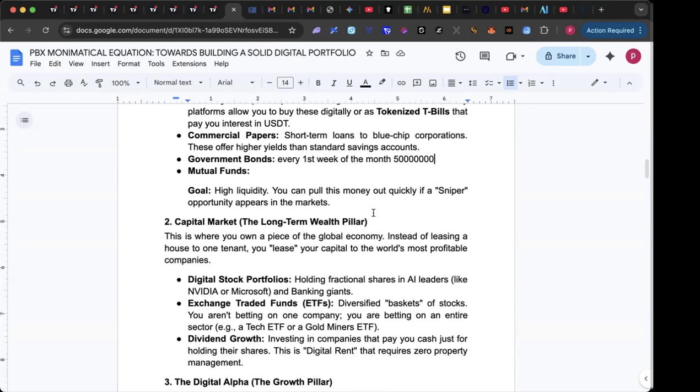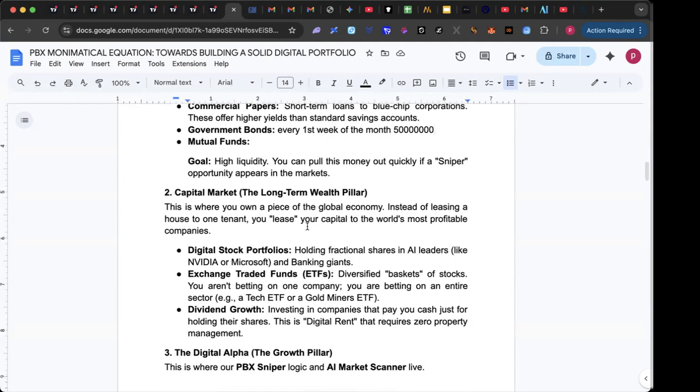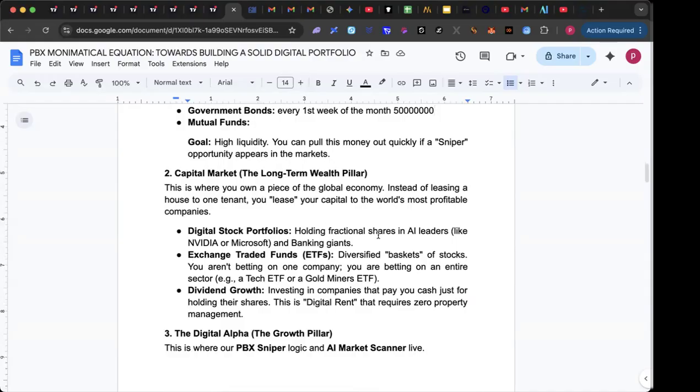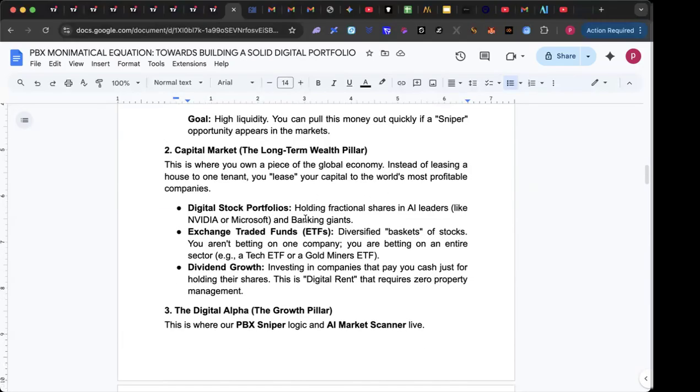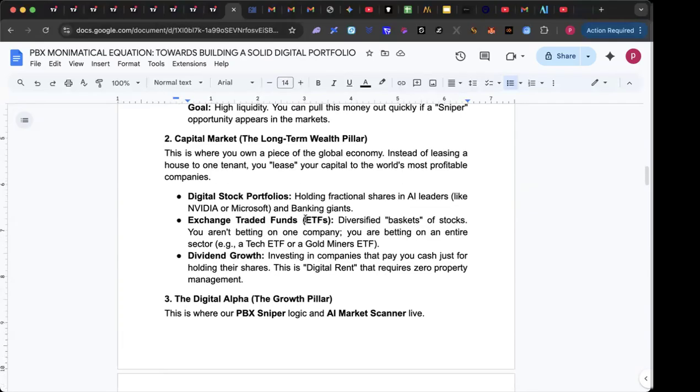So quickly, because I have 15 minutes left for this: the capital market. There's something we miss about the capital market that we do not understand. We call it the long-term wealth builder. This is where you own a piece of the global economy instead of leasing a house to one tenant. So you lease your capital to the world's most profitable companies.